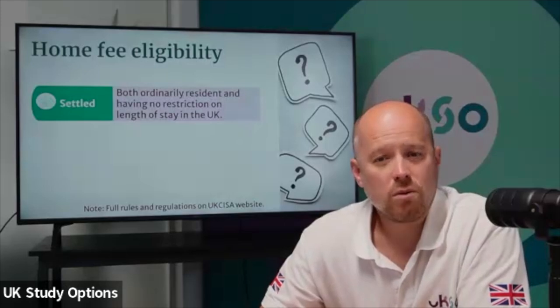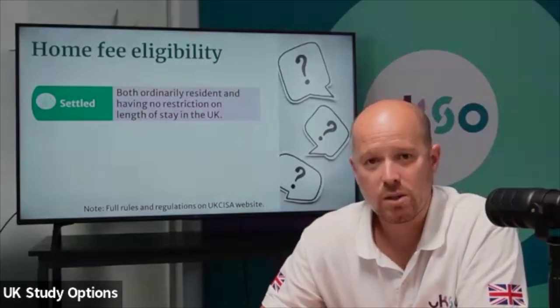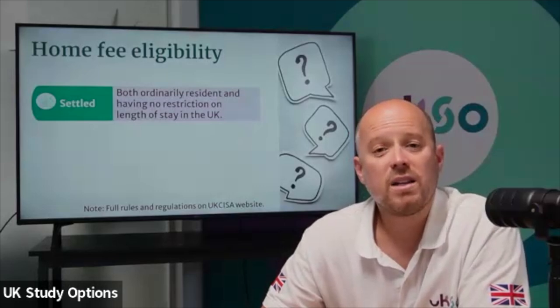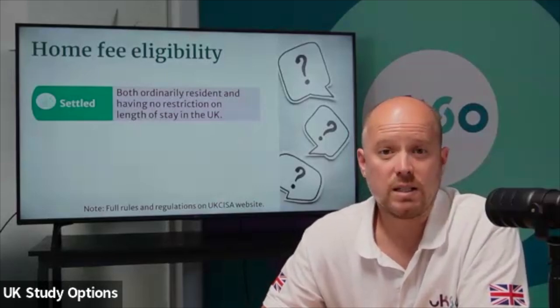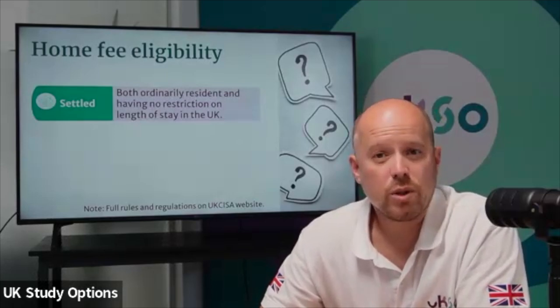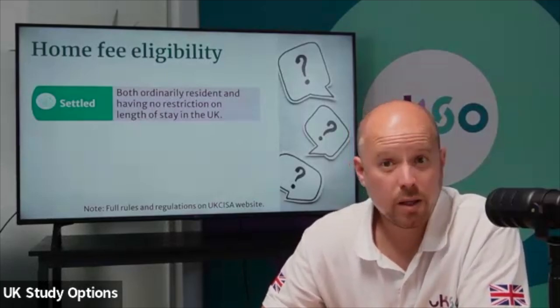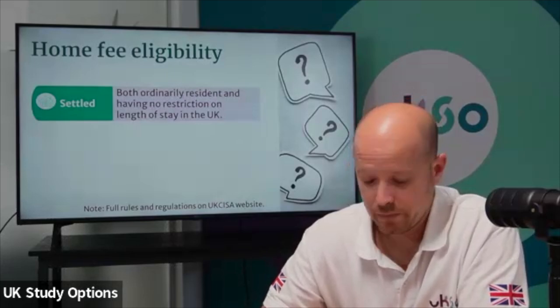So if a child is not a British citizen, but their parent or perhaps even their grandparent is a British citizen, then they could still get home fees based on the fact that they are a family member of a settled person. I would also point out that in terms of the definition of parent, that could include a step parent or adoptive parent.